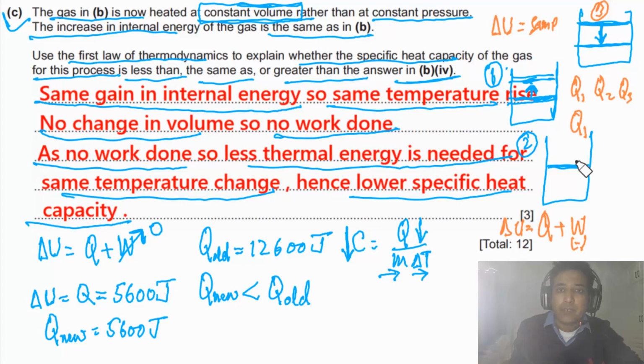How about the second one? Second one has to be this one. So we can write down the second case. If W is equal to 0, it means delta U is equal to Q. So this one has to be the second one. And this is the third one because if W is positive, for the same rise in internal energy, Q has to be lower. So in this case Q1 has to be greater than Q2 and Q2 has to be greater than Q3. Very important concept. Try to understand this one.